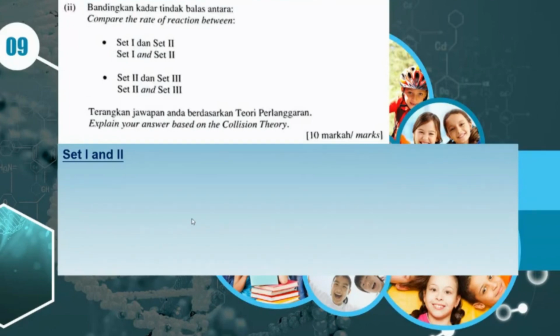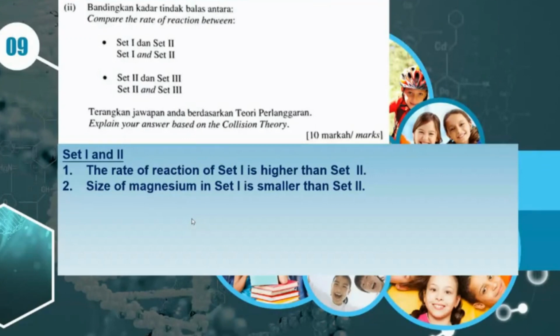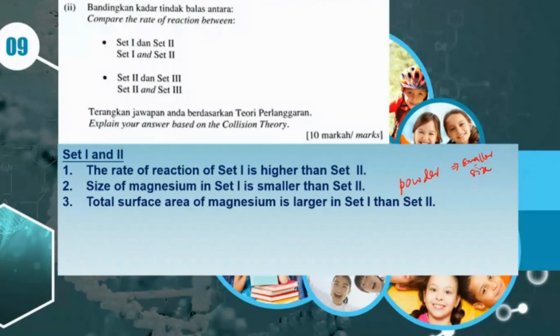Okay, we check together. So set 1 and set 2, the rate of reaction of set 1 is higher than set 2. The size of magnesium in set 1 is smaller than set 2 because it is using the powder, right? So remember, if powder, smaller size, the total surface area for magnesium is larger in set 1 than set 2.